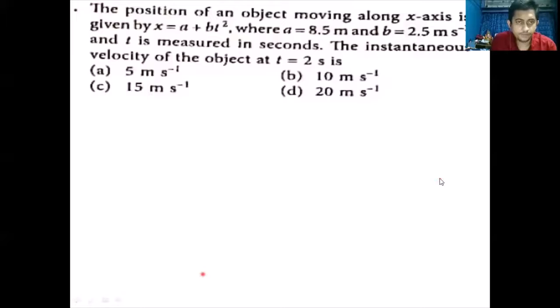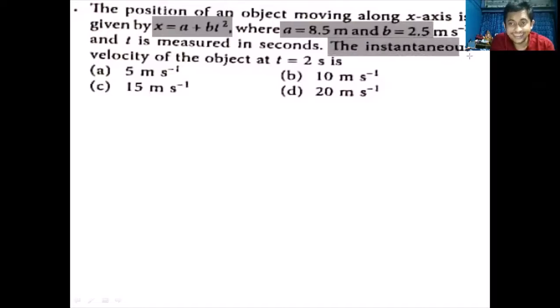Kindly look at the question. Position of an object along the x-axis is given as x is equal to a plus bt square. The values of a and b are given to you. Now in the question they are telling to find the instantaneous velocity at t equal to 2 seconds. Find instantaneous velocity, not the average one. Instantaneous velocity.